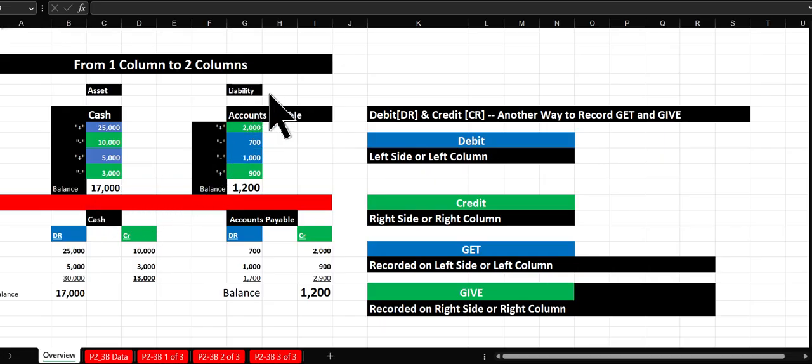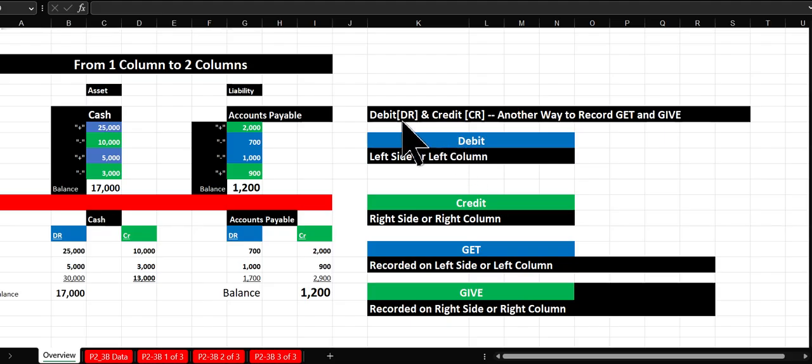Similarly, on the liability side, if we had a give, we recorded it as a plus to accounts payable, and if we had a get, we recorded it as a decrease in accounts payable. Another give, we would have an increase in accounts payable, and we ended with a balance, the difference, of $1,200. And so we are going to use the same principle of give and get, but we are going to layer it now with debit and credit. So how do we do that?